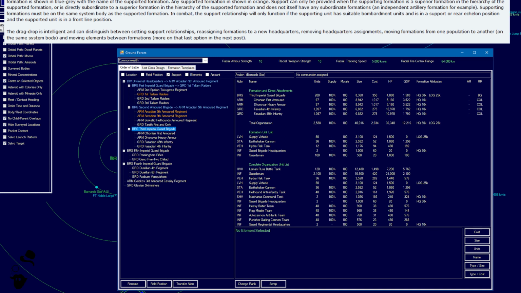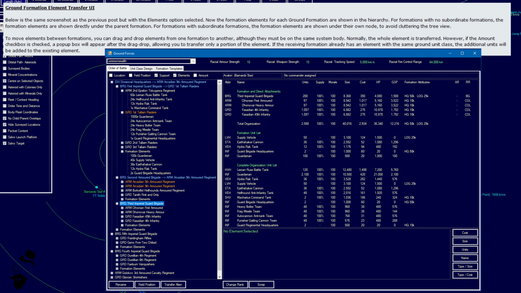The drag and drop is intelligent and can distinguish between setting support relationships, reassigning formations to a new headquarters, removing headquarters assignments, moving formations from one population to another on the same system body, and moving elements between formations. Here is the same screenshot as the previous, but with the elements option selected. Now the formation elements for each ground formation are shown in the hierarchy. For formations with no subordinate formations, the formation elements are shown directly under the parent formation. For formations with subordinate formations, the formation elements are shown under their own node to avoid cluttering the tree view.